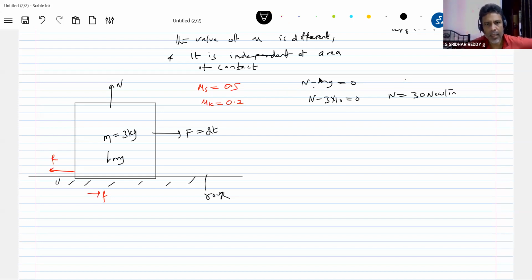And then let's come for Fk. What is Fk? Fk is given by mu k N. So mu k value is how much? 0.2 into 30. This will be 6 Newton.